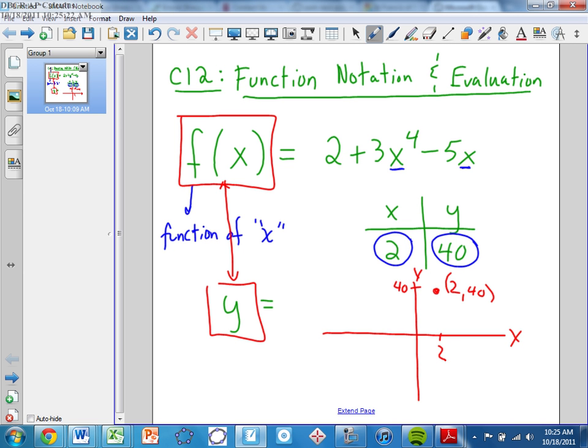So a problem might say, find the height when x is 5. What does that mean? It means plug a 5 in here, see what you get out for y. Again, find the height when x is 10. Plug a 10 in for x. What comes out to be y? Okay? So this is what we're going to talk about today, is notation.